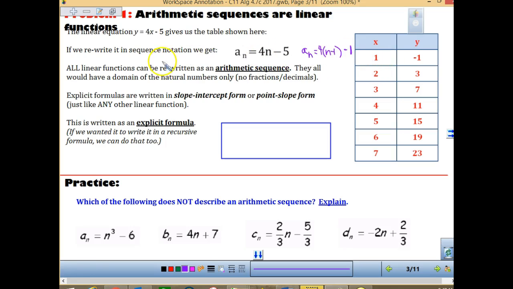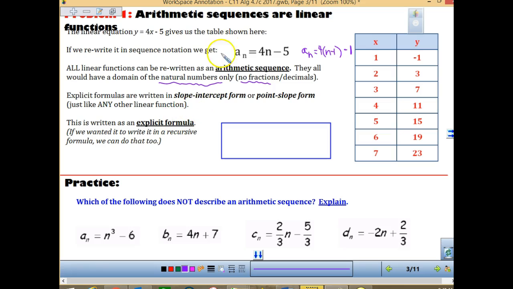So when we look at this, it says all linear functions can be written as an arithmetic sequence. They all would have a domain of natural numbers. So when we graph it, remember, no fractions, no decimals, it's a discrete graph. Explicit formulas can be written in slope-intercept or point-slope form, just like any other of our linear functions.